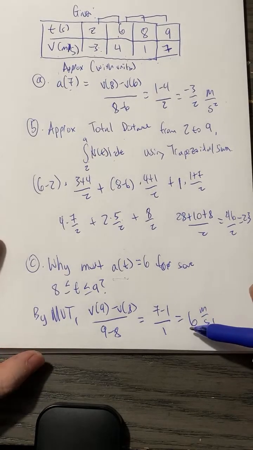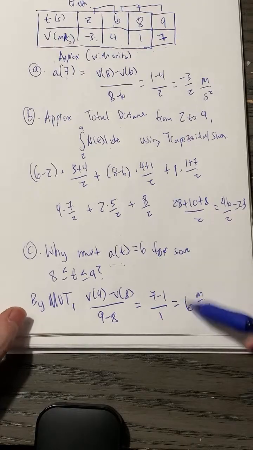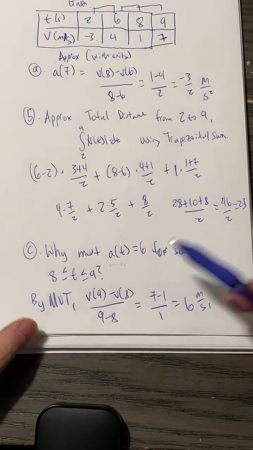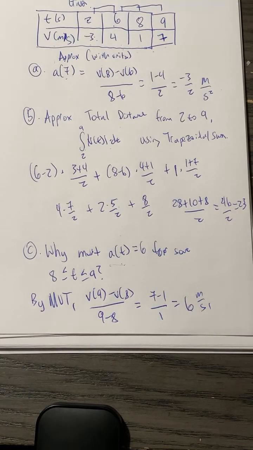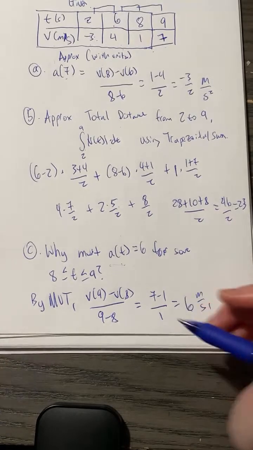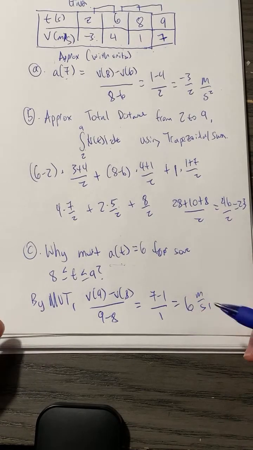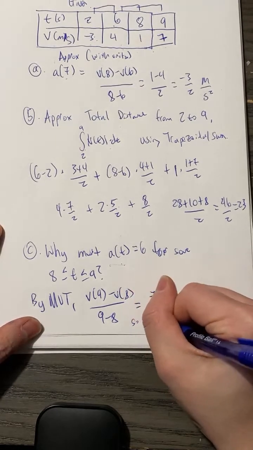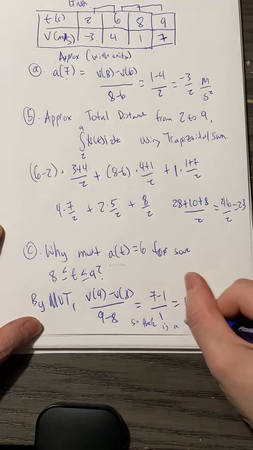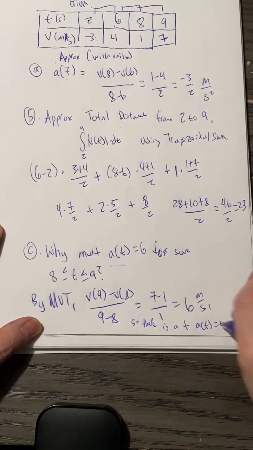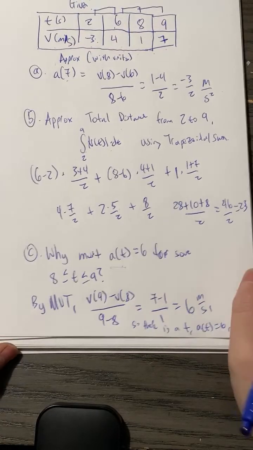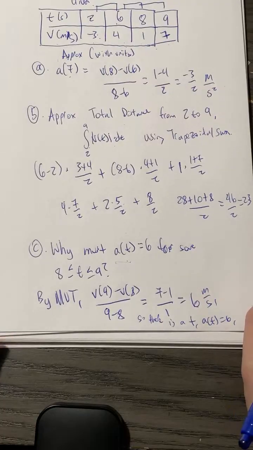And remember that when you're doing MVT, you need this number to match this number perfectly. Then after you do that work, that is basically the work. So then you just say there is a time that A of t equals 6, where t is in between 8 and 9. So that's how MVT works.